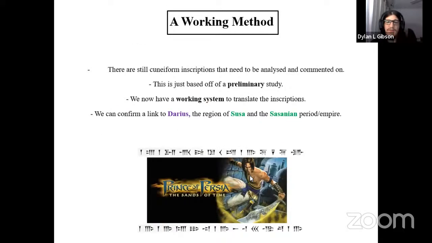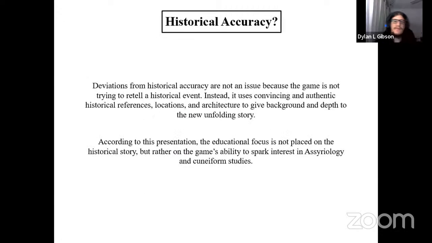So we can also confirm now that there is a link to Darius and the region of Susa and the Sasanian period or empire. So we can see already with the game that it's got a lot of historically accurate references, but some of the time that will start breaking away because we have a fictional palace and then we have the sand zombies. But that doesn't really become an issue because the games are not trying to retell a story or a historical event.